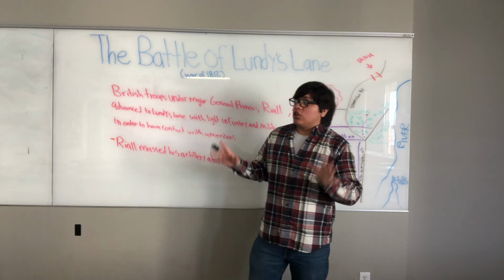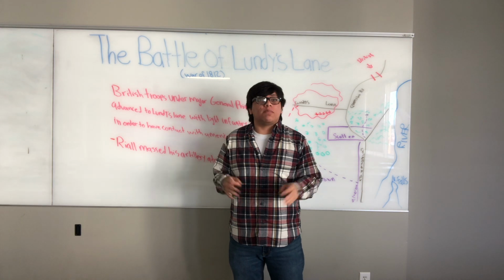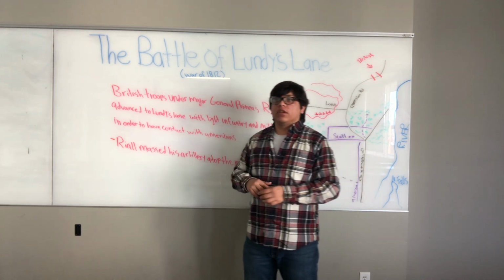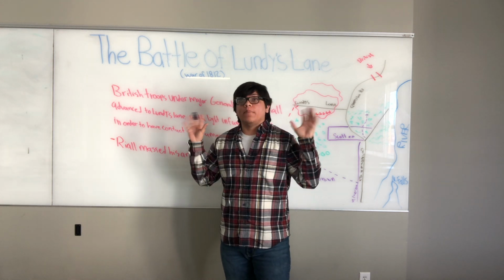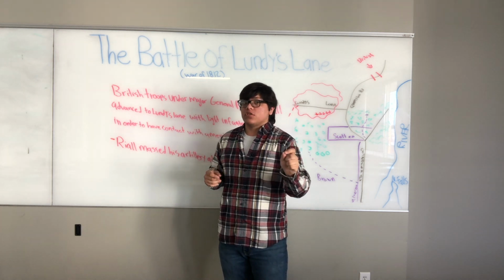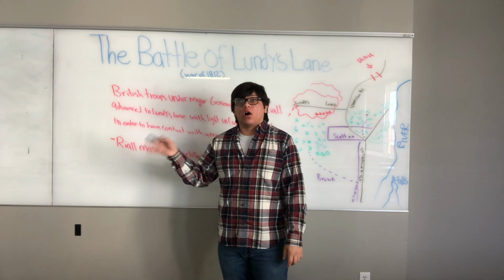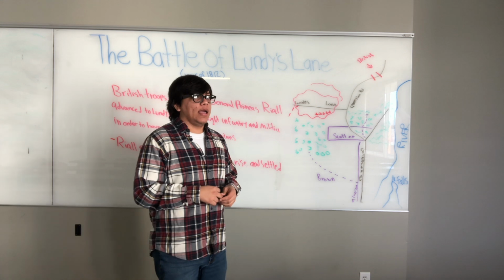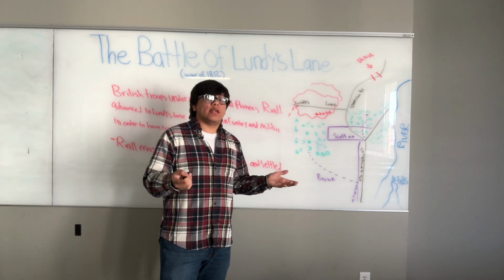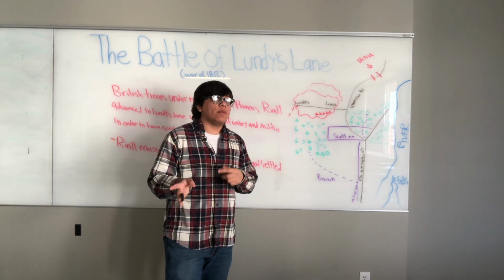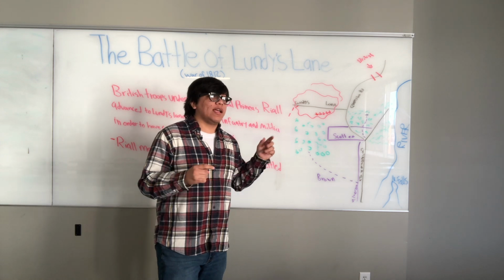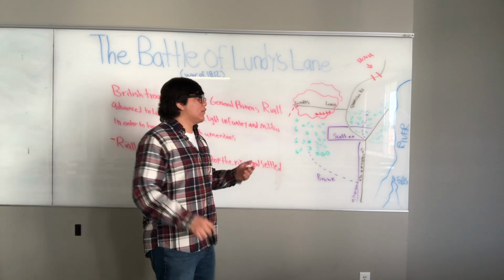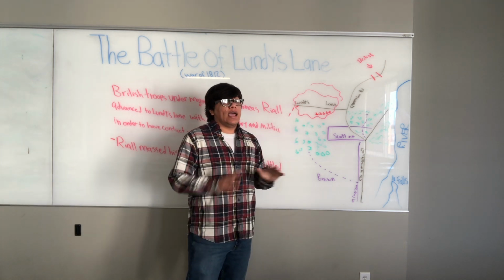Also, I should mention, he didn't have a lot of people with him. Major General Phineas Riall didn't have a big army. He only had a small infantry as well as a small militia that he was able to bring with him. But he still had artillery and supplies. However, he didn't have enough to directly attack Scott, so just to play it safe, he set up camp right here and that was about it.